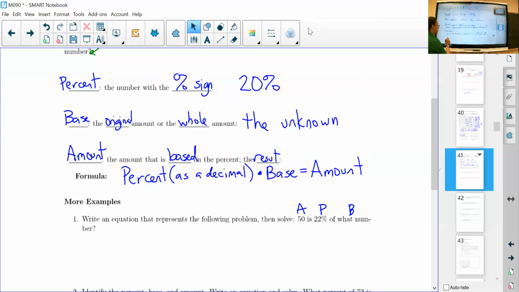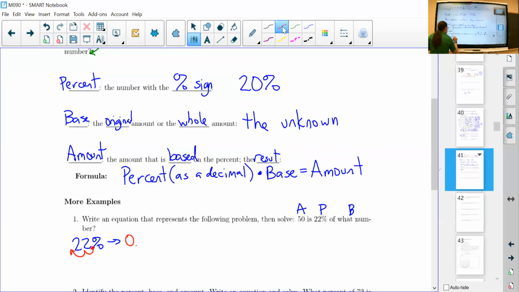Now I have an equation. So P times B equals A, but first I have to turn that P into a decimal, 22%. I'm going to use the trick of moving the decimal point. Remember, if there is no decimal point in a number, well, it really is there. We just don't need to write it all the time. Here we do, so we'll write that as 0.22. So percent as a decimal times the base, which I don't know, equals the amount, 50.